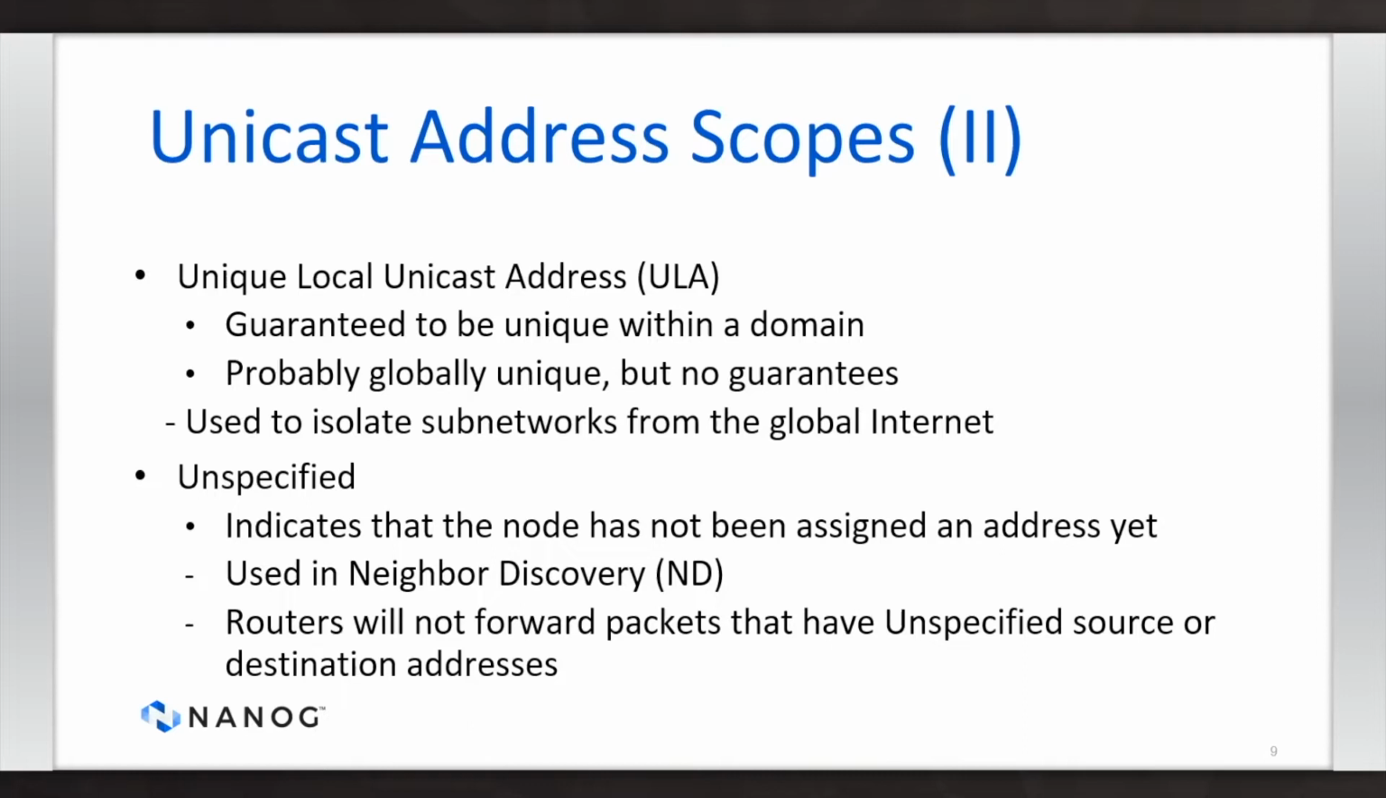Finally, we have an unspecified address. That address is all 0s. It indicates that the node that is speaking has not yet been assigned an address. It's used in Neighbor Discovery. And of course, a router won't forward a packet that has an unspecified source or destination, for fairly obvious reasons.